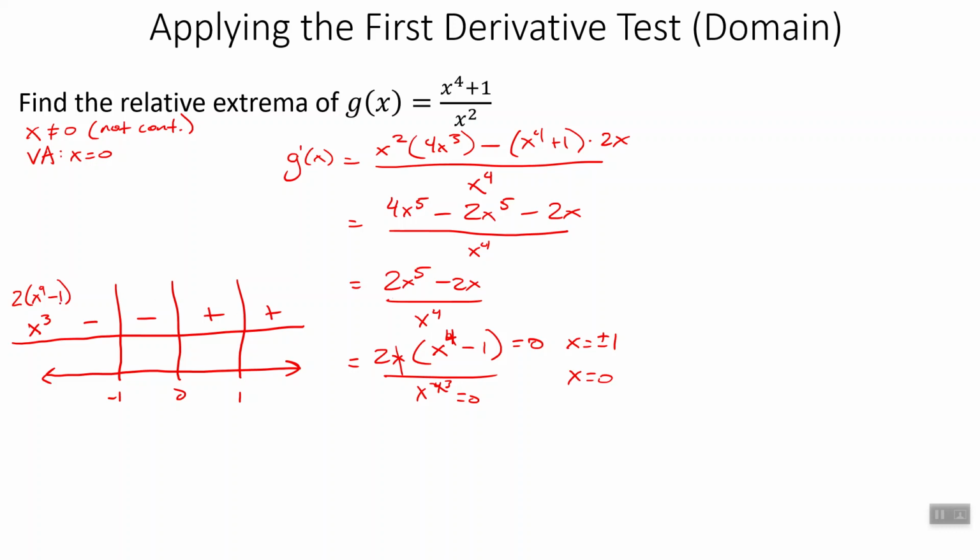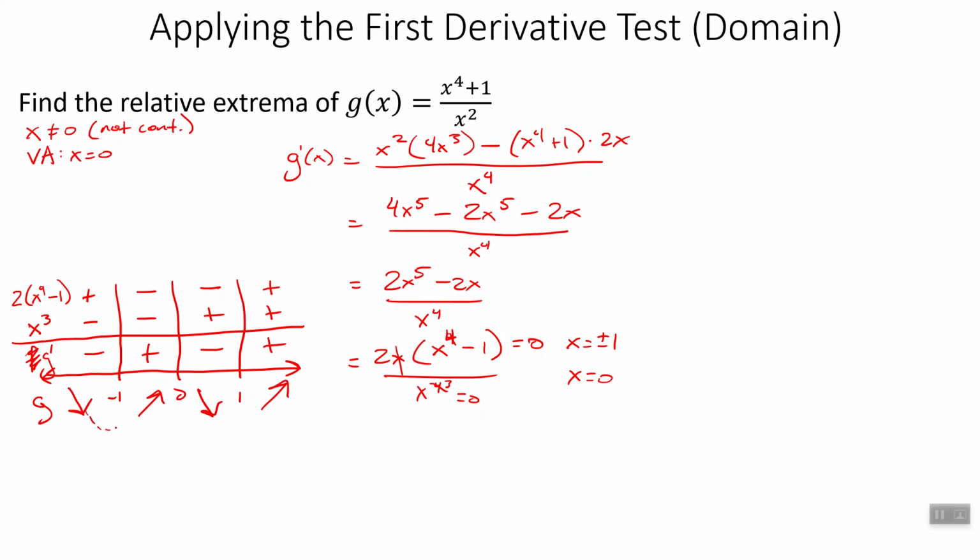X to the fourth minus 1. So if I plug in a number down here like negative 2, that's going to be positive 16 minus 1, which is positive. Times 2 is positive. If I plug in a number in here, like a fraction, we're going to get a negative out of this. 2 times a negative is negative. Same with over here. And if we plug in 2 again, we're going to get positive again. So that means our function, sorry, we're using g here, g prime is negative, positive, negative, positive. So that means g is decreasing, increasing, decreasing, increasing.